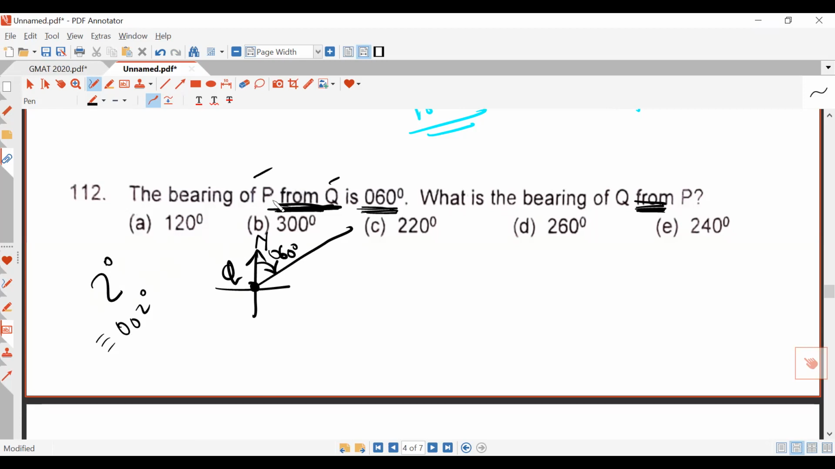Now they are saying that P is at a bearing of 60 from Q. Bearing of 260.